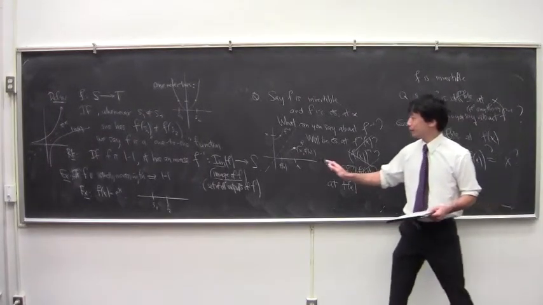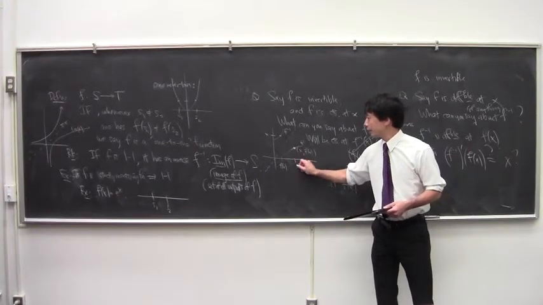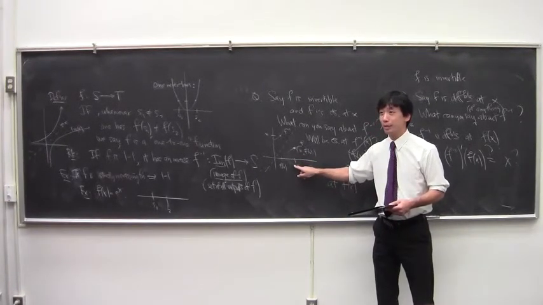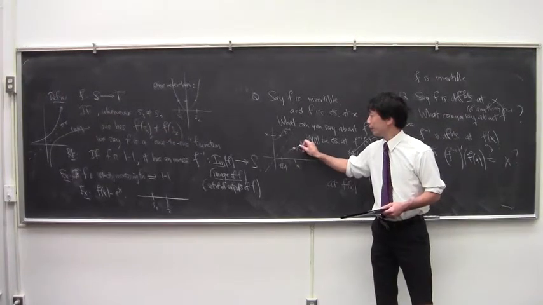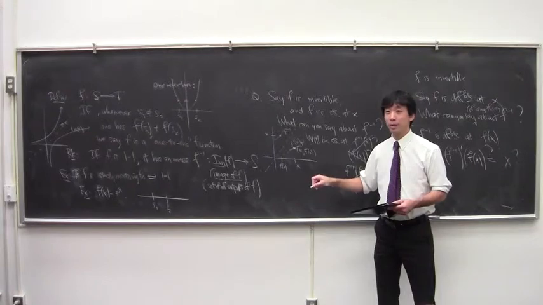Remember what the derivative is, it's the slope of the tangent line, right? X is the input point, right? The derivative here, what's the derivative here? Well, it's f prime, right?